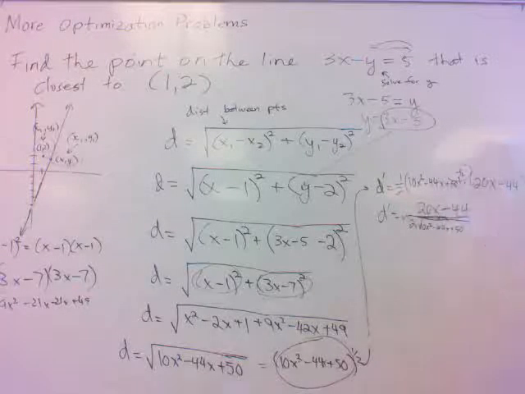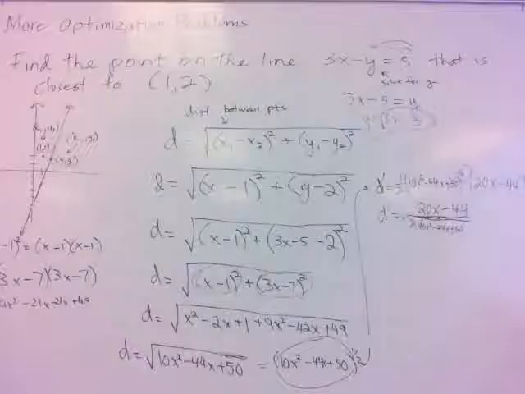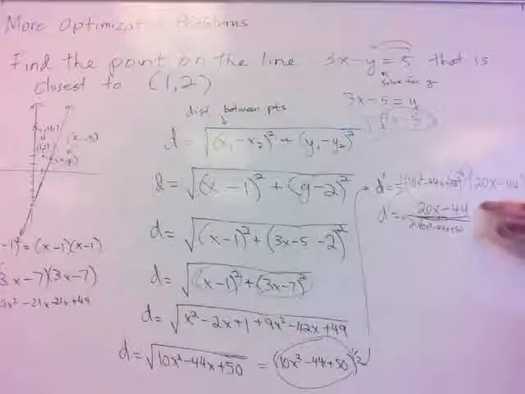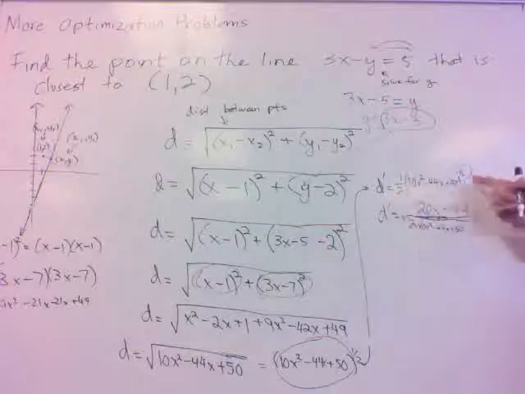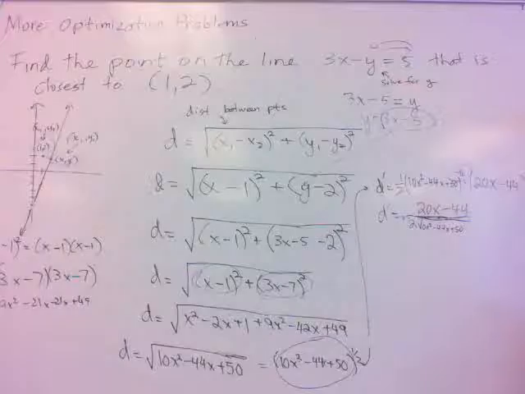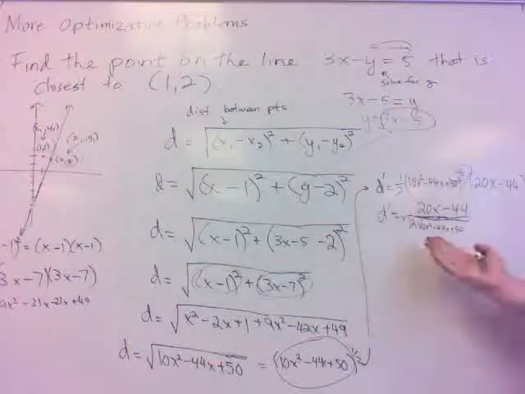And actually, I could cancel those 2's out, but you with me that I can rewrite this derivative this way? I can just rewrite it as 20x minus 44 on top, and then 2 over the square root, that'll all go on the bottom. All right, so where do the critical numbers occur? The critical numbers occur when that equals 0.